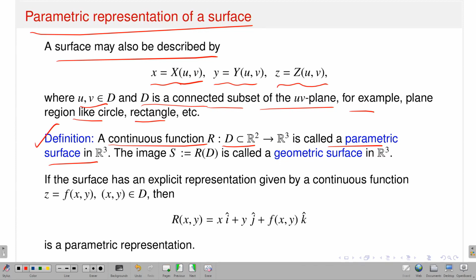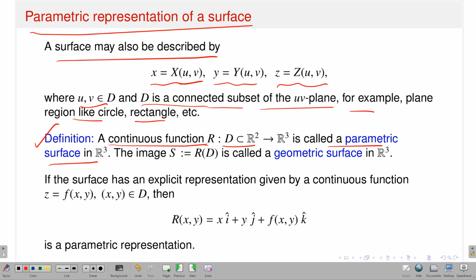Okay. So this is, in fact, once I have the continuous function capital R, the parametrization of surfaces. Our continuous function capital R goes from a set D, a subset of R2, to R3, where the domain D, a subset of R2, is a very nice domain. That means it is either a circular region or a rectangular region.